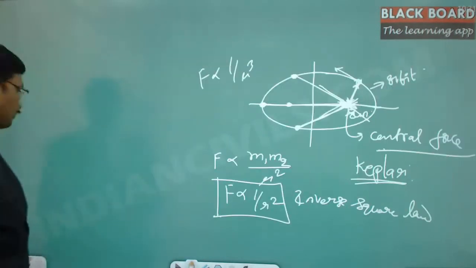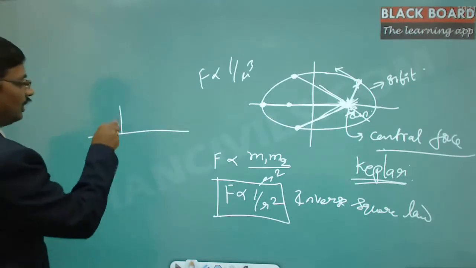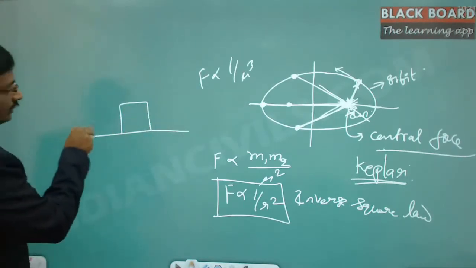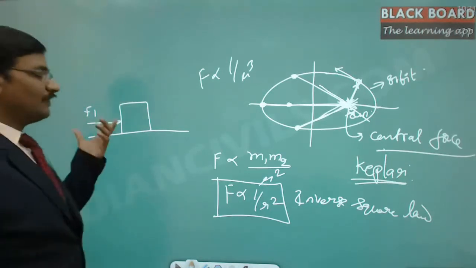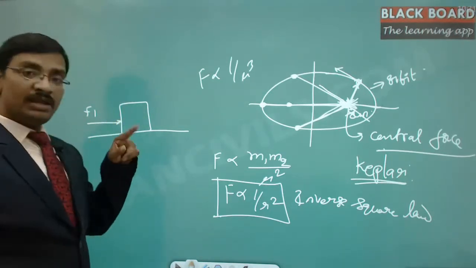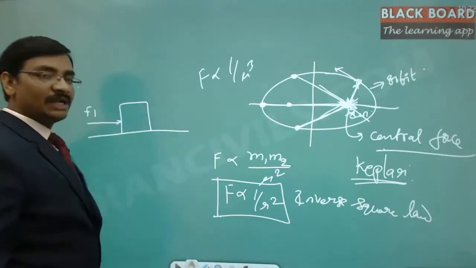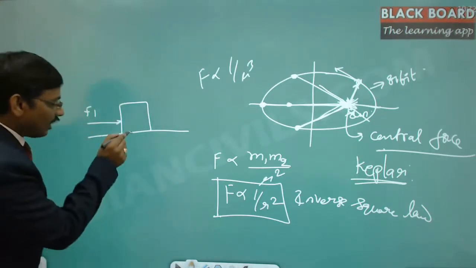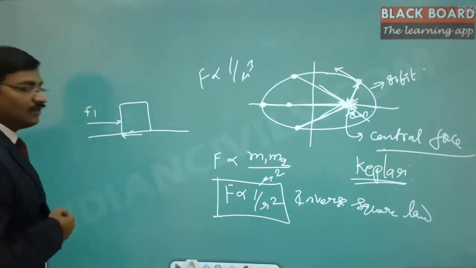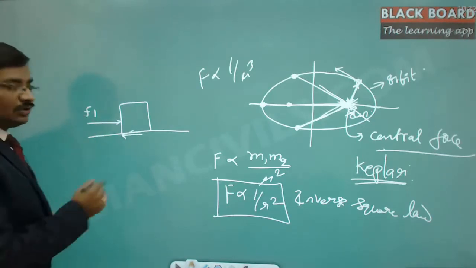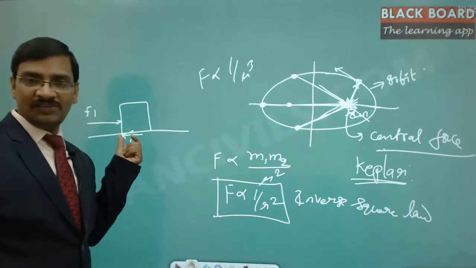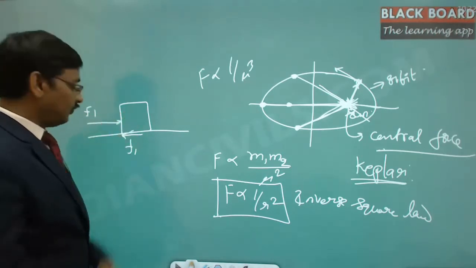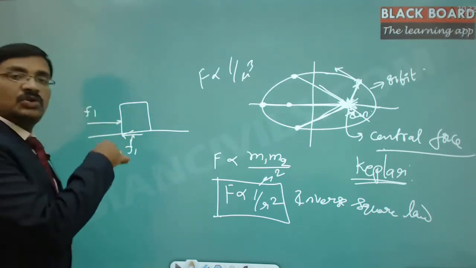Suppose this is the ground and there is a body on it. There is a force acting, and let us say this F1 is very small. If it is very small, the body is not moving, but there is a force acting on it, so a compensatory force is going to be developed exactly equivalent to F1. Now if you still increase the force, this compensatory force is also going to increase.